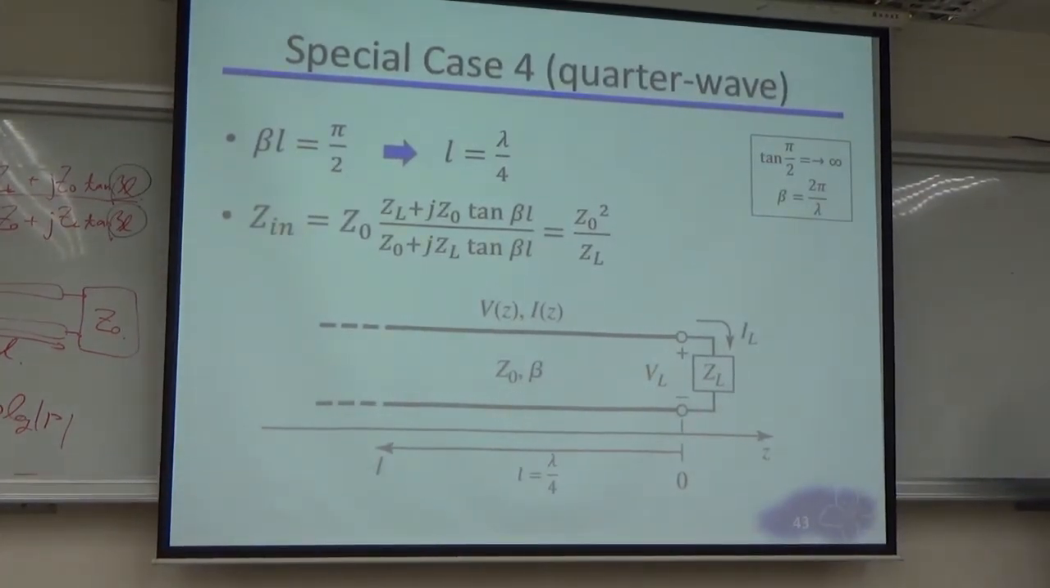A quarter wave transmission line is very important. I assume that all of you already knew. That will change a lot, or sometimes you will make that an impedance transformer. Okay.